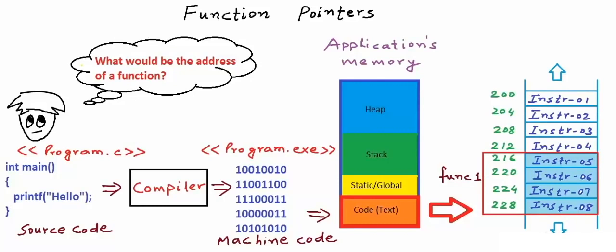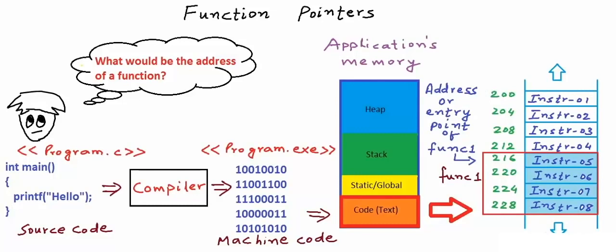The address of a function, what we also call the entry point of a function, will be the address of the first instruction in the function. In this example here, the address of function 1 is 216. A function call in machine language will basically be an instruction to jump to the entry point of some function, to jump to the first instruction in a function.